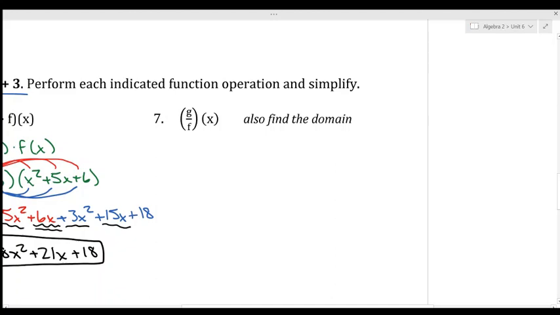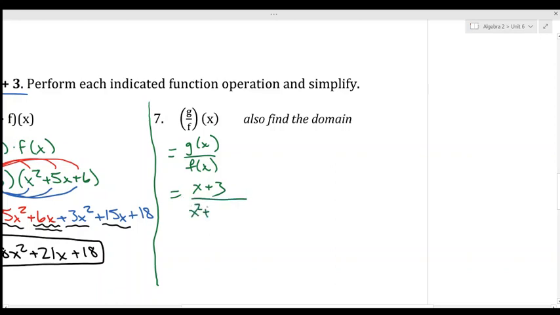We have g over f of x. So when we rewrite this, I'm going to write a little squiggly line here so we don't get confused. We get g of x over f of x. We rewrite this as x plus 3 over x squared plus 5x plus 6. So now we're going to have to factor the bottom. Okay? And when I factor this, I'm not going to show you how to do it because you should be able to handle this by now. We get x plus 3 over x plus 2 times x plus 3.